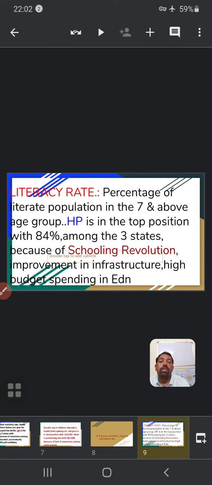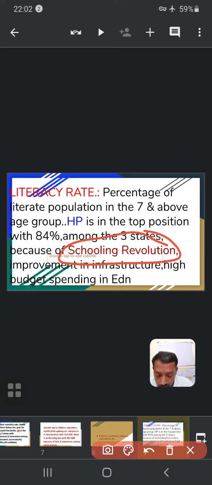Why? Here the point is, you should mention this point, that is called the schooling revolution. It is very, very important. So what is the schooling revolution? It means they improved the infrastructure facilities. What are the infrastructure facilities? Like recruiting teachers and constructing buildings or classrooms.